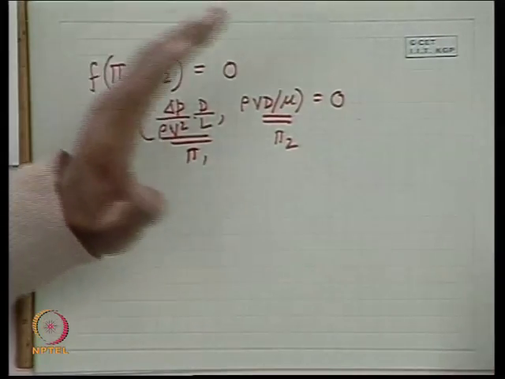That means if we perform the experiments in the pipe flow problem in the laboratory, we will have to choose our density of the fluid, viscosity of the fluid, velocity of flow, and diameter of the pipe in such a way that the typical combinations denoting the pi terms must be the same, or within the same range, as it happens in actual practice.